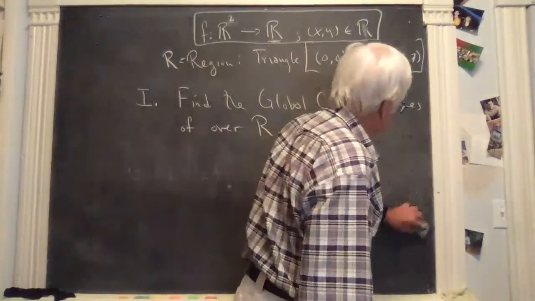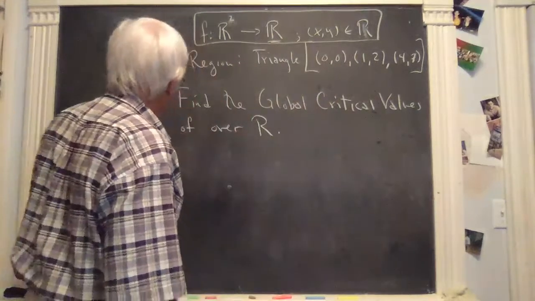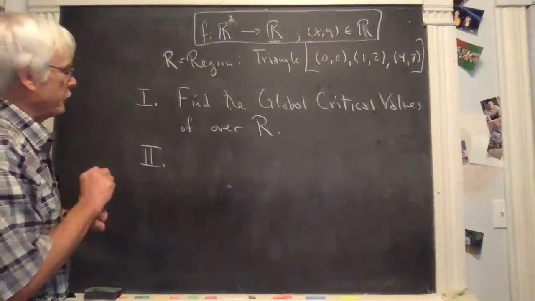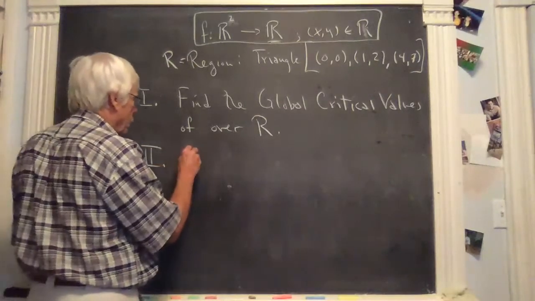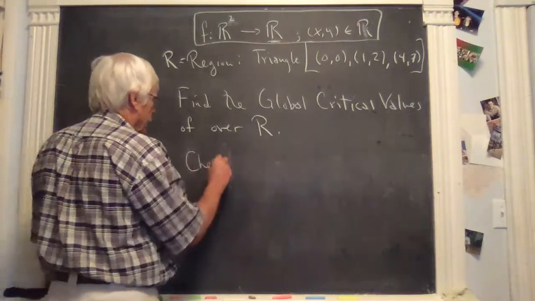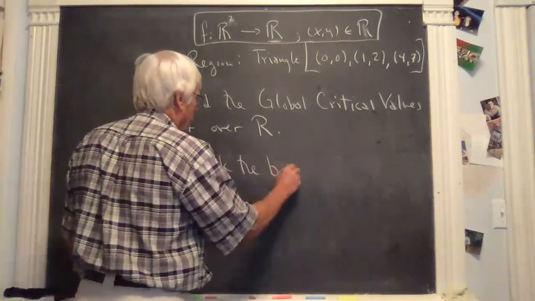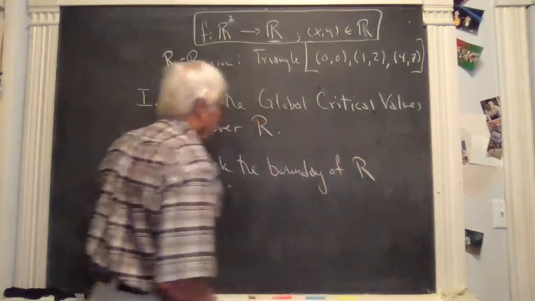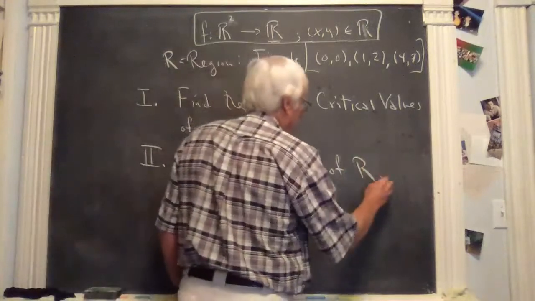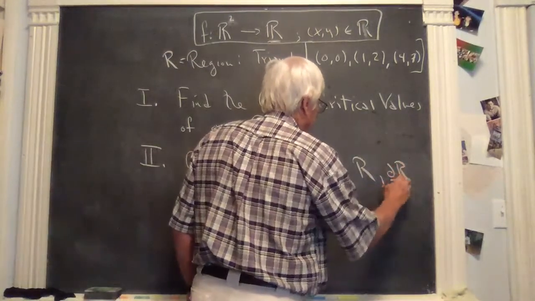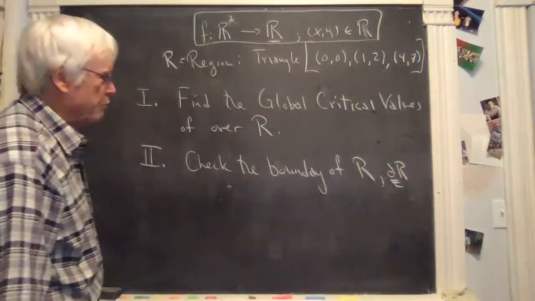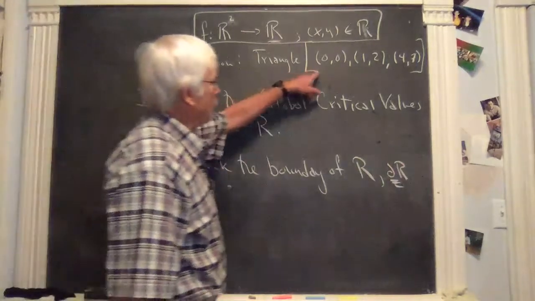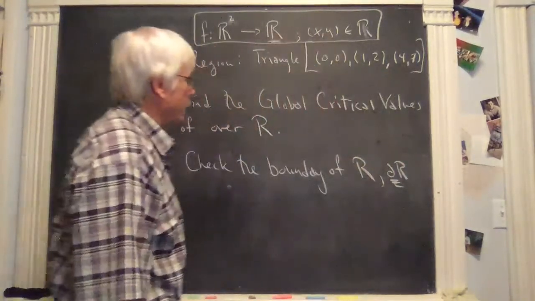The next part, this is sort of plug and chug. You can use Mathematica to solve too. The next part is the boundary. Check the boundary of R. The boundary of R has, it's like the partial derivative symbol. But in this case, where we have a triangle, the boundary consists of 3 line segments.